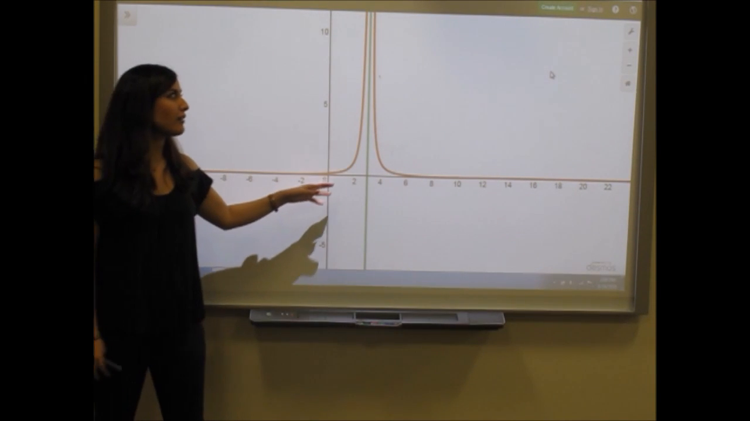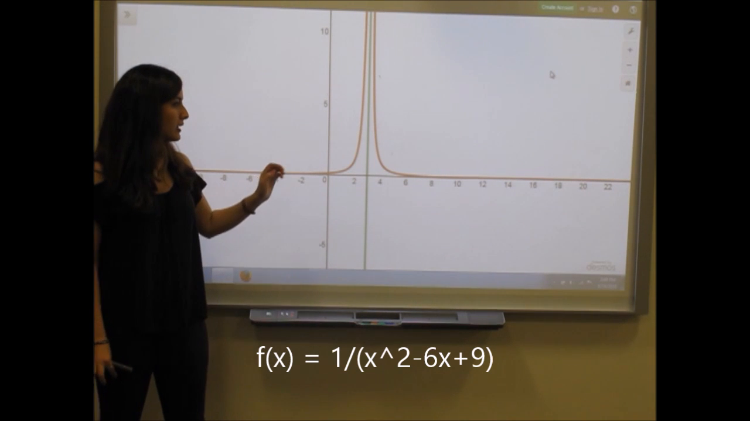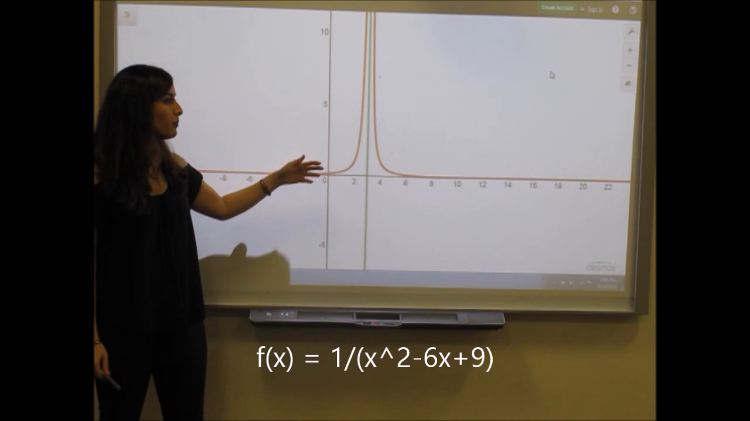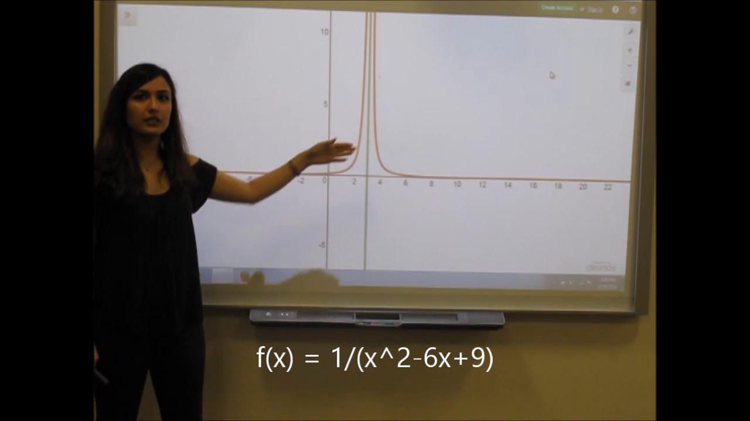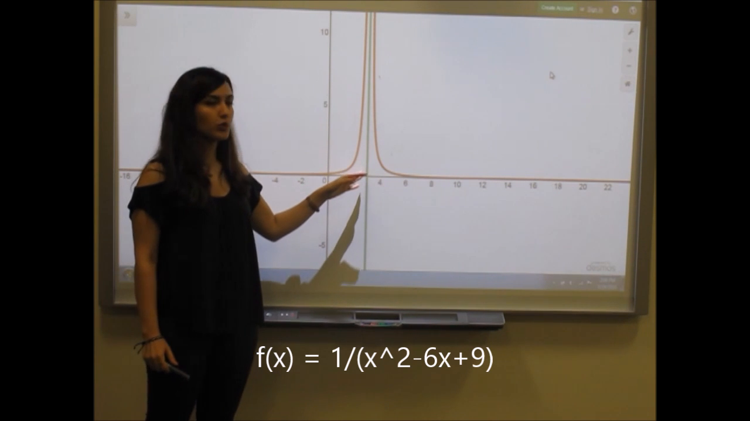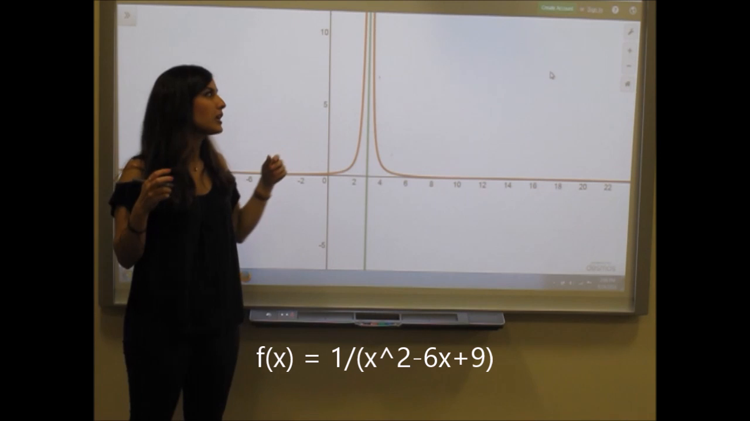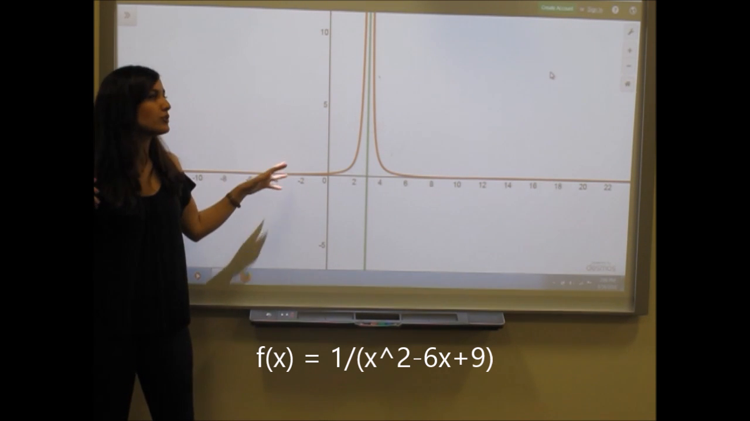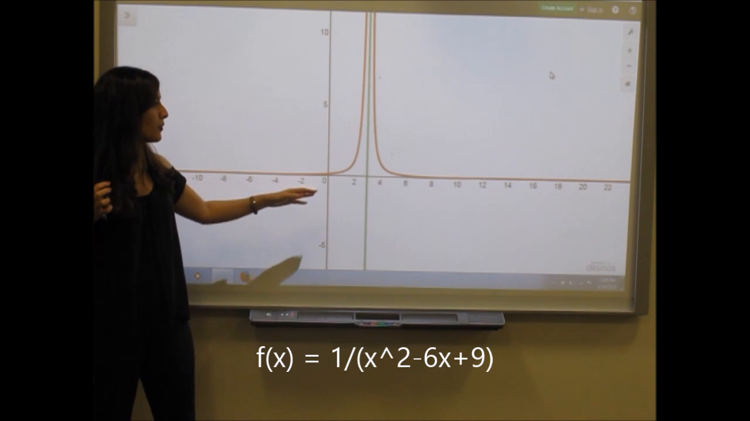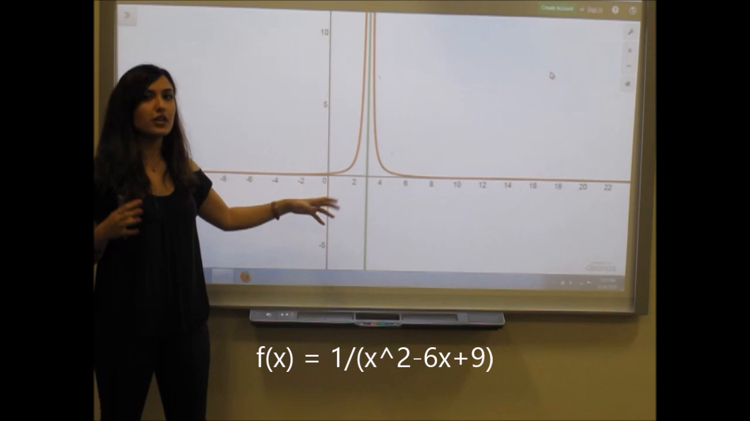Alright, so this is the graph of 1 over x squared minus 6x plus 9. And this is a bit different from the graph of the previous example, and we can actually get this graph by plugging in numbers before and after the asymptote, which is x equal to 3, to kind of guess how the graph looks like. But for now, we're just using graphing tools to visualize how this looks like. So this line is at x equal to 3, and this is not actually a part of the graph.